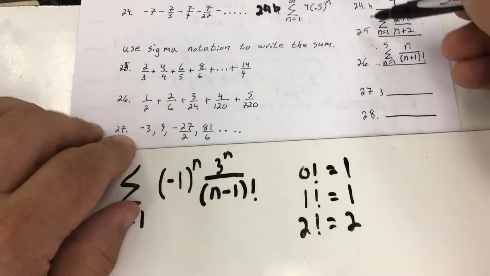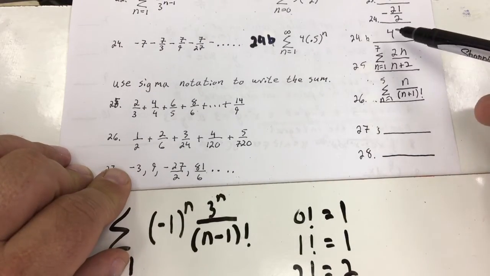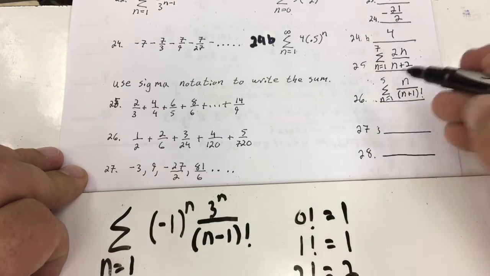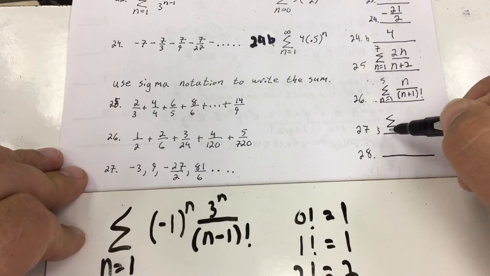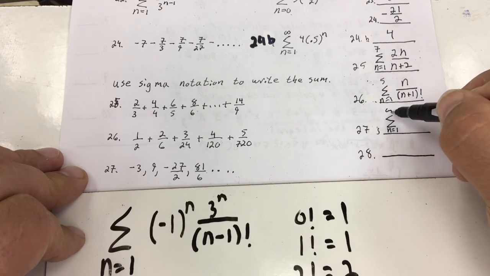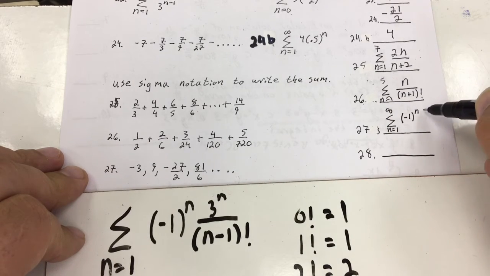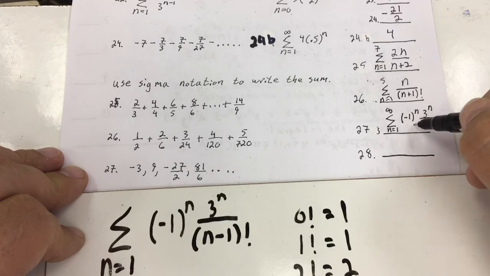And you might have noticed that I was off one number, so I went ahead and corrected this. It was 24b, 25, 26, 27 I just did. This is going to go on until infinity, I believe. So this is going to give me sigma n equals 1 up until infinity because of the dots. Alternating 3 to the n all over n minus 1 factorial.